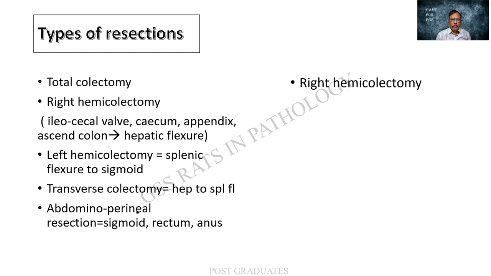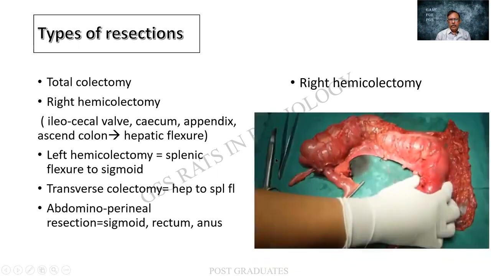And abdominal perineal resection, which will include the sigmoid, rectum, and the anus. So these are the types of resections that you people will have to remember. When it is going to be perineal, it will be sigmoid, rectum, and the anus. And this is a specimen of the right hemicolectomy, which could be identified by the ileocecal junction, the appendix, etc. And this is the mesenteric pad of fat.